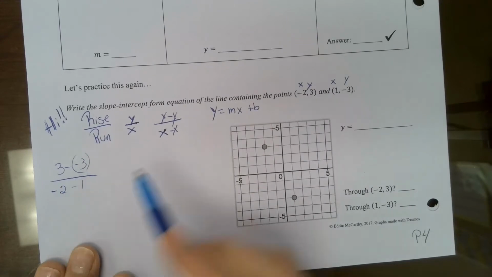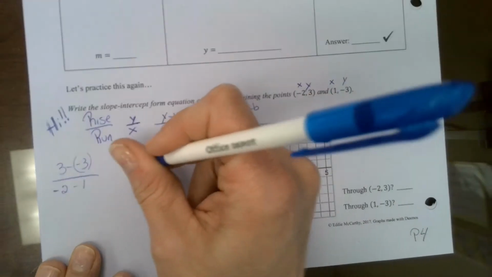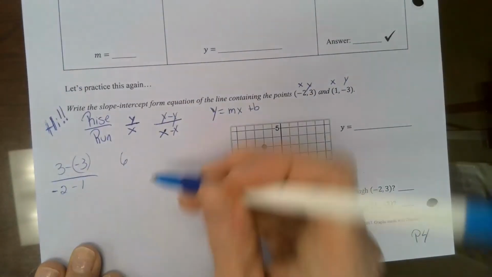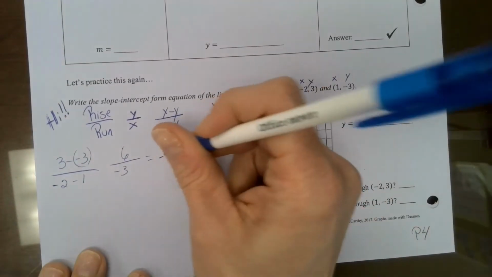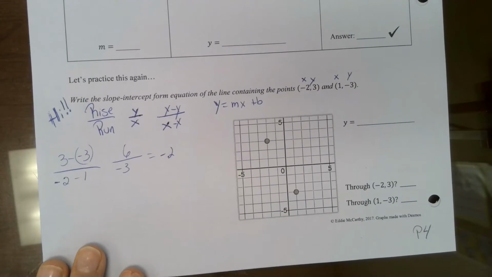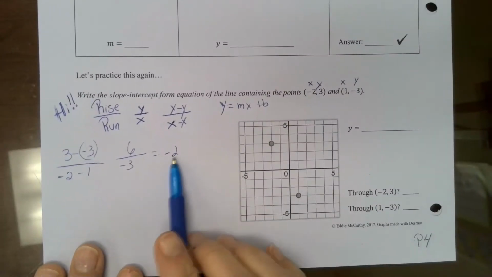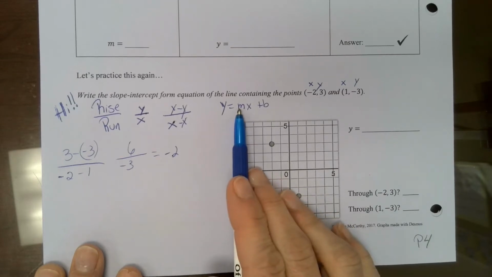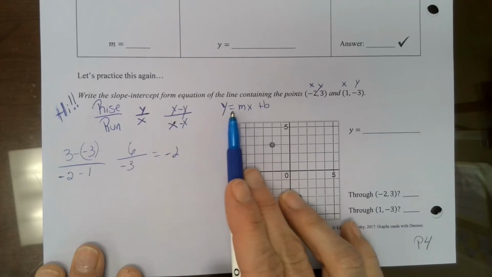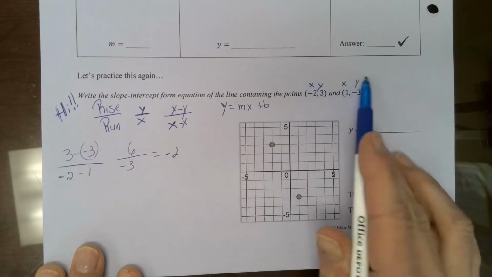3 minus negative 3 is going to give us 6. Negative 2 minus 1 is going to give us negative 3. So the slope is negative 2. Fantastic. Now we have our slope. We need to find b. In order to find b, we're going to put a number in for m, and we're also going to put a number in for x and y. We can pick either point to get an x, y.